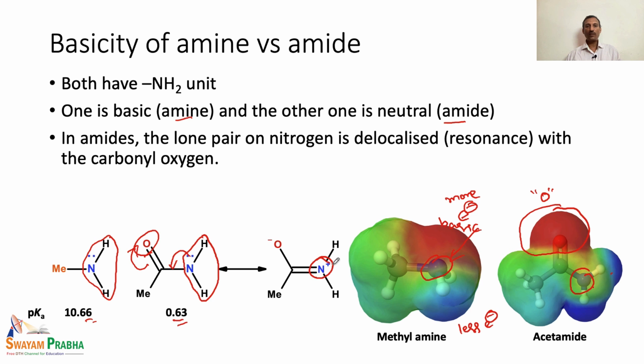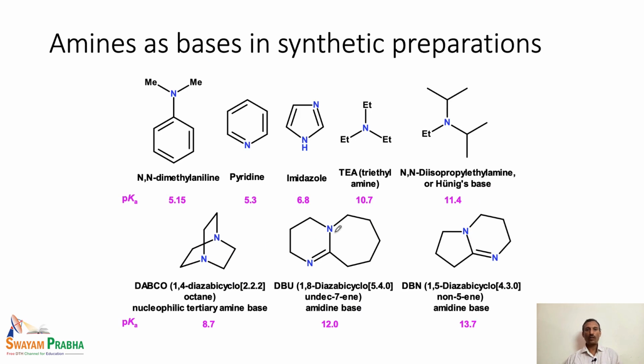That is the reason amine is more basic, because the nitrogen's lone pair is freely available, whereas in the case of amide, those lone pair of electrons are not available on the nitrogen, so the amide is highly neutral in nature. Now let us look at some of the amines which are used as bases in synthetic preparations.